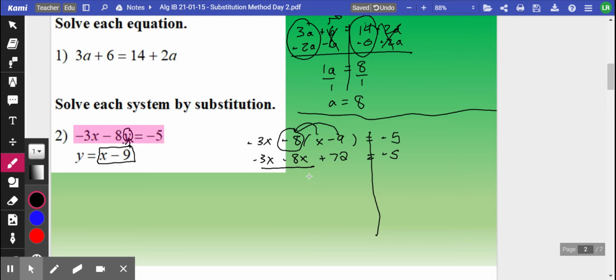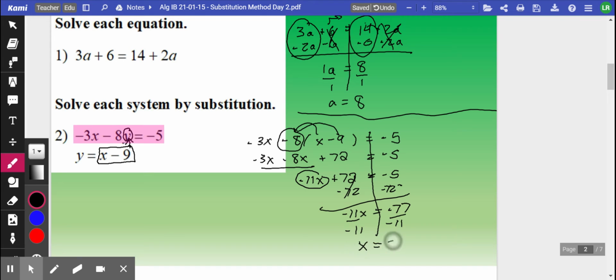Combine our like terms. So I'm going to have negative 11x plus 72 equals negative 5. Variable is just on the left, so I'm going to move the 72. So minus 72 on both sides. And that leaves me with negative 11x equals negative 77. Divide, and I get x equals 7.